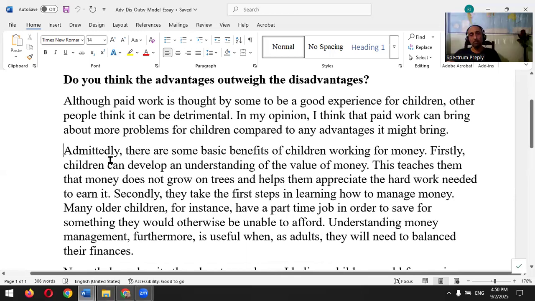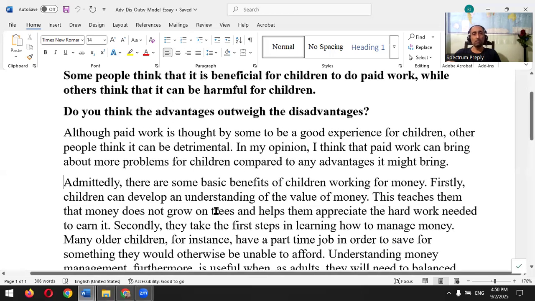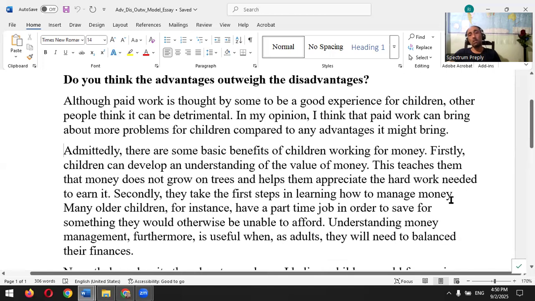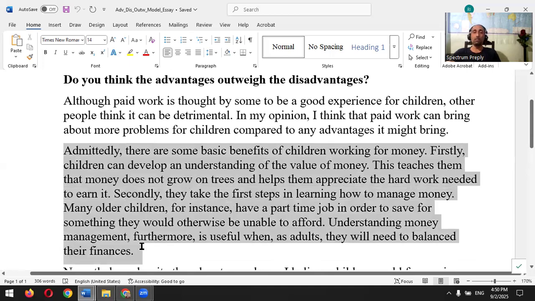In this type of essay, you can see in this example that the writer thinks that the disadvantages are more important, because as we read the introduction, it says paid work can bring more problems than any advantages it might bring. So disadvantages are more important than advantages. But we see the second paragraph starting not with disadvantages, but with advantages. Please pay attention to this. It's a very tricky point. A lot of students just miss this point.